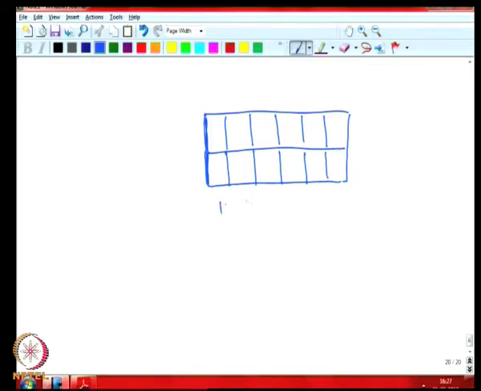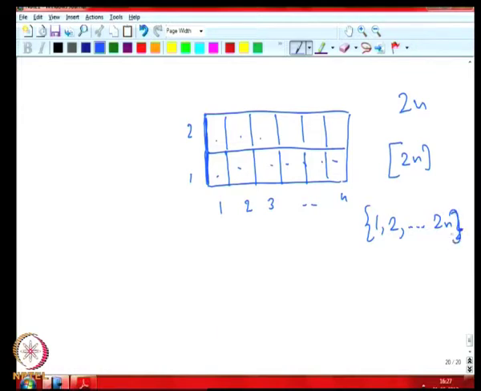So, there are n columns, 1, 2, 3 up to n here, and 2 rows. Now, a total of 2n squares are there inside this. We are supposed to fill the squares using the numbers from the set 1, 2 up to 2n. You have enough numbers, exactly 2n numbers for 2n squares. So, nothing should be repeated, everything should be used exactly once.